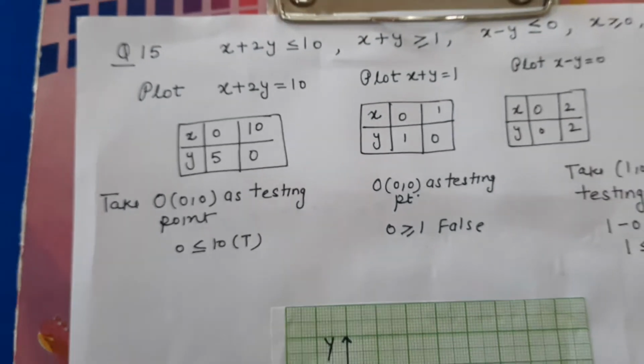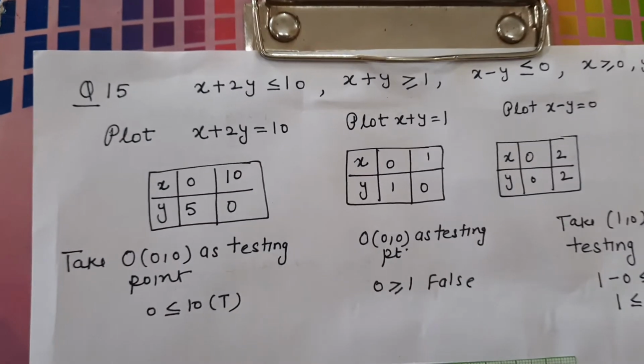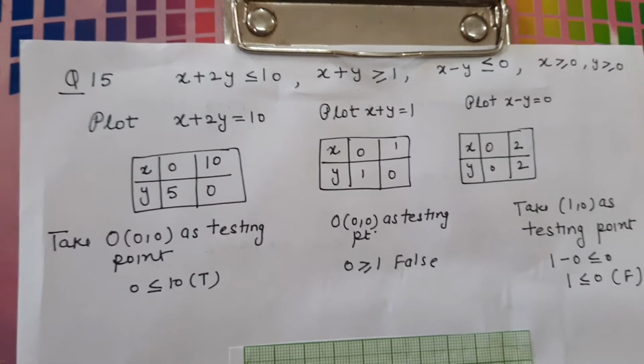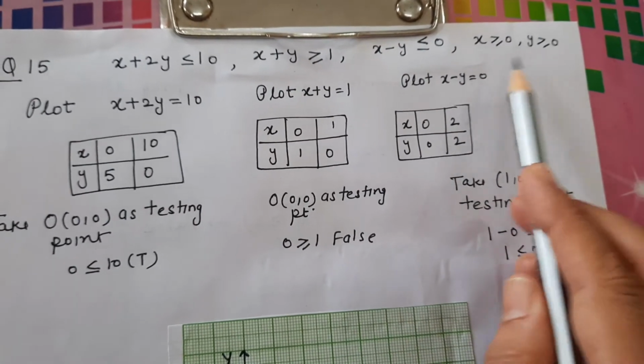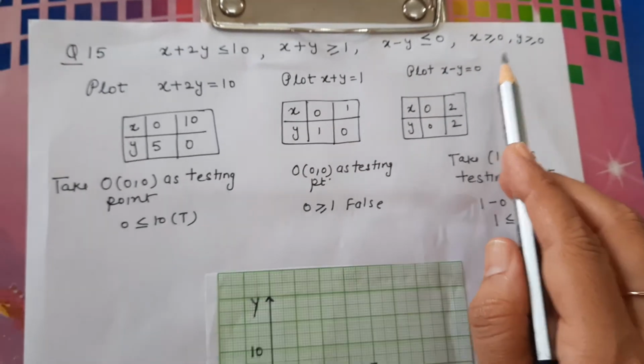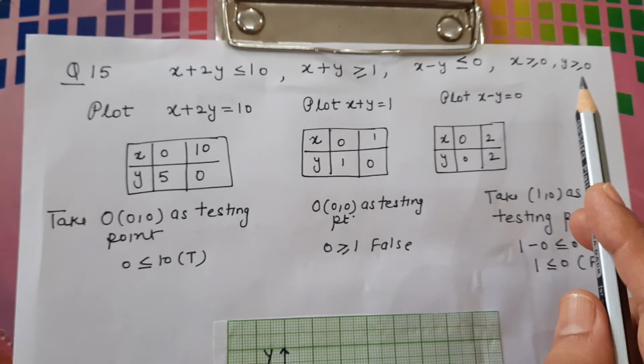X plus 2y less than or equal to 10. X plus y greater than or equal to 1. X minus y less than or equal to 1. Here again, x and y both are greater than or equal to 0. Means your answer will be only in the first quadrant.